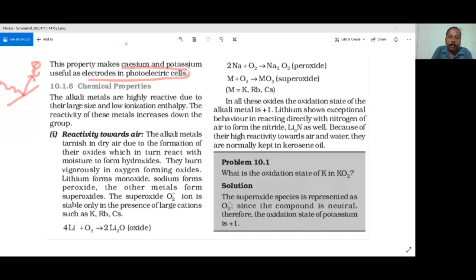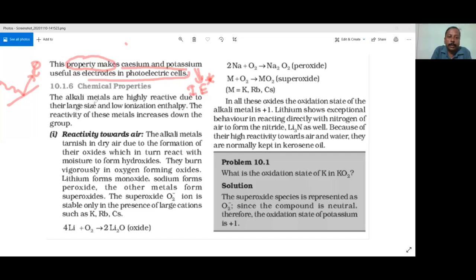So here cesium and potassium are suitable for photoelectrodes because first of all their ionization energy is less. So because of the low ionization energy, there are a lot of chances to lose electrons easily. And second thing is their cost is also minimum. These are the two properties. Mainly the property is due to less ionization enthalpy. This is a 3 times important question, but in different exams.